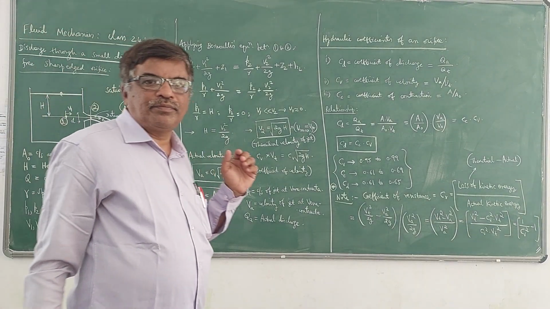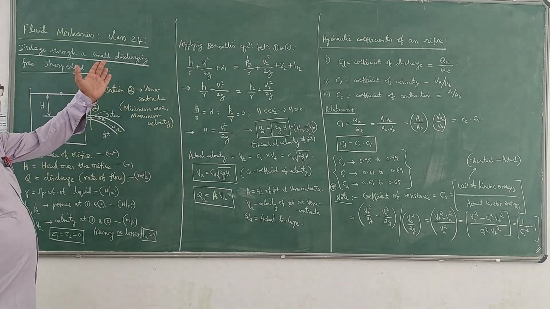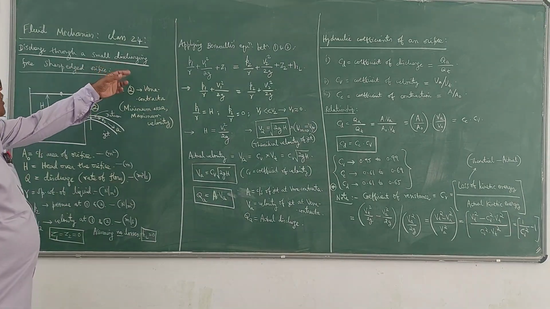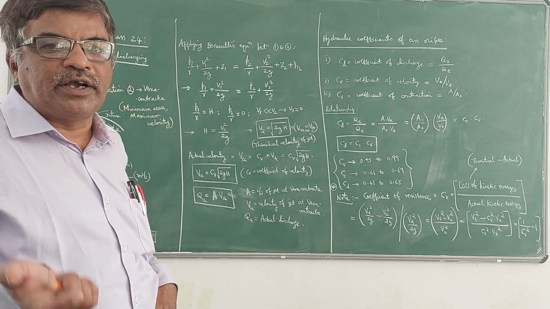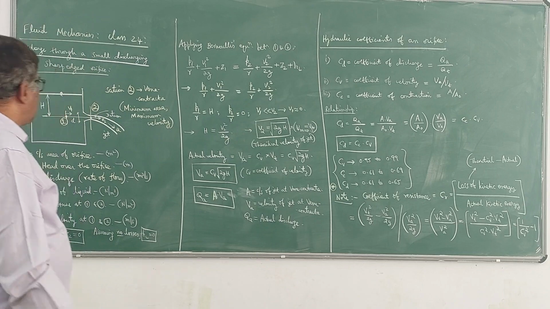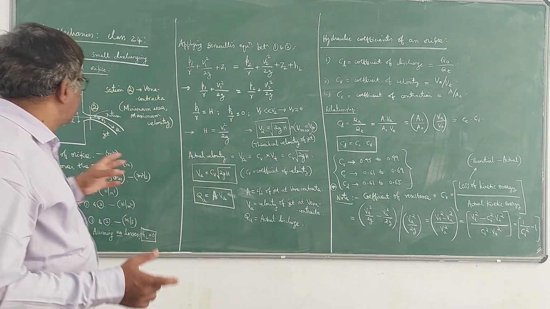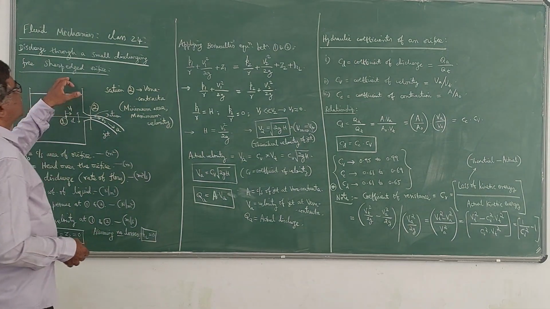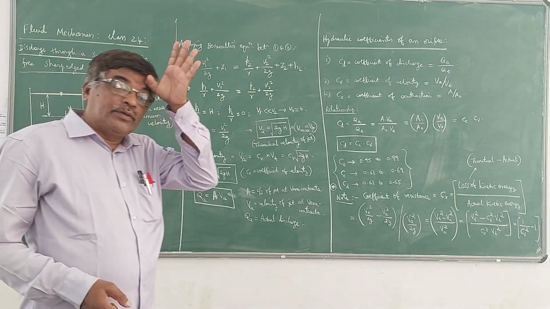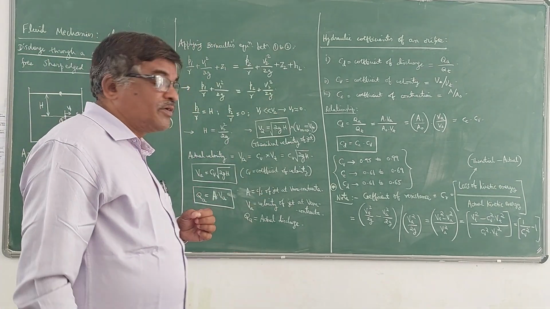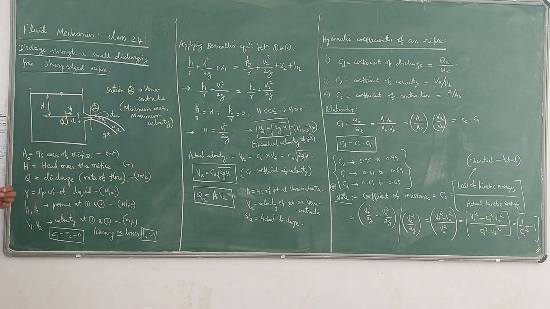In this class, I will explain how to derive the discharge equation for a small orifice which is discharging free and also sharp edged. Last class I had explained about different types of orifices. In that, the important thing is that here I am taking a sharp edged, small, discharging free orifice. Let us see how we can find the velocity and also discharge for that type of orifice. This is the diagram for the derivation.